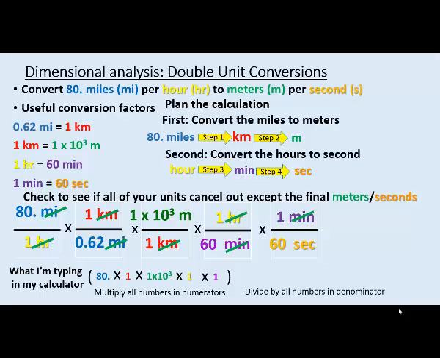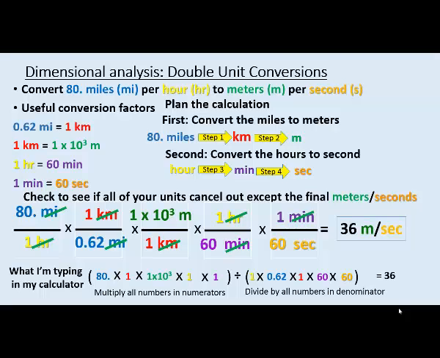And I'm dividing by all the numbers in the denominator, so I'm dividing by my 1 hour, I'm dividing by my 0.62 miles, I'm dividing by my 1 kilometer, I'm dividing by my 60 minutes, and I'm dividing by my 60 seconds. So the final answer I should have would be a number of 36. Now this has units, if you recall, of meters per second because those were the only units that we didn't cancel out, and they were our goal for the whole conversion.